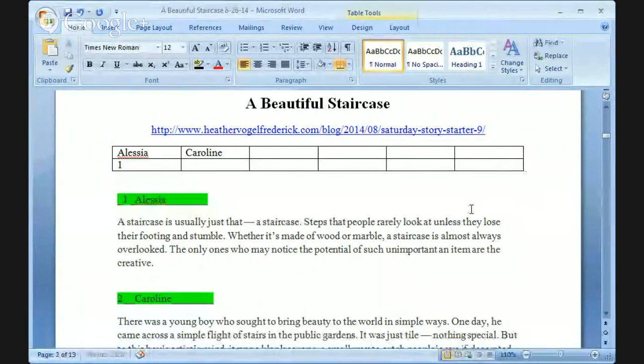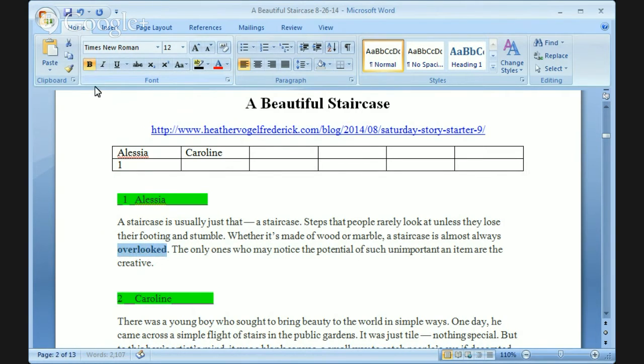A staircase is usually just that, a staircase. Steps that people rarely look at unless they lose their footing and stumble. Whether it's made of wood or marble, a staircase is almost always overlooked. The only ones who may notice the potential of such an important an item are the creative. Very good. Thank you, Alicia, for reading that.